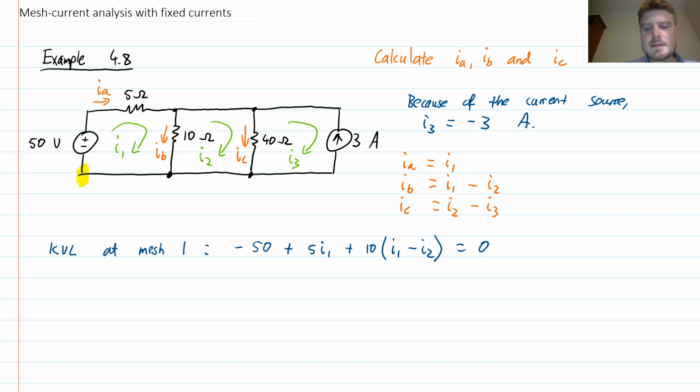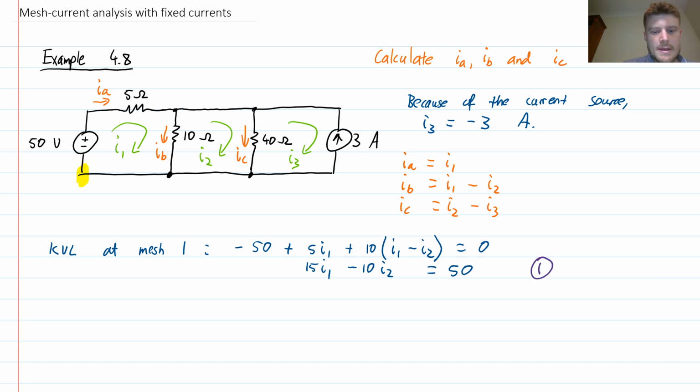I'll simplify this equation a little bit. I will have 15 I1 minus 10 I2 equal to 50. And I'm going to call that equation number 1.